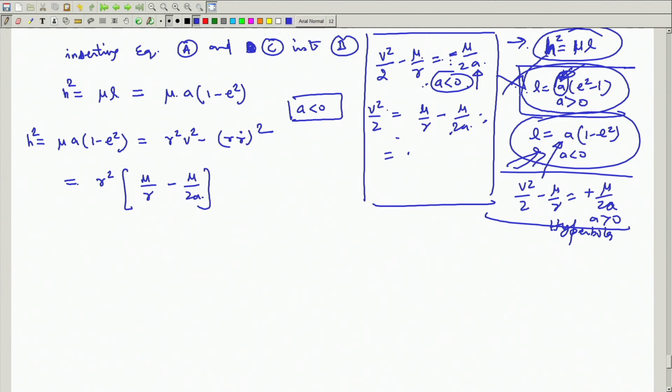And this is v square by 2. So, this will get multiplied by 2 here in this place, minus r times r dot square, and of course, once we break the bracket, this becomes 2 mu r, and here minus 2 cancels out, and this is mu r square divided by a, minus r r dot square. This is your h square.